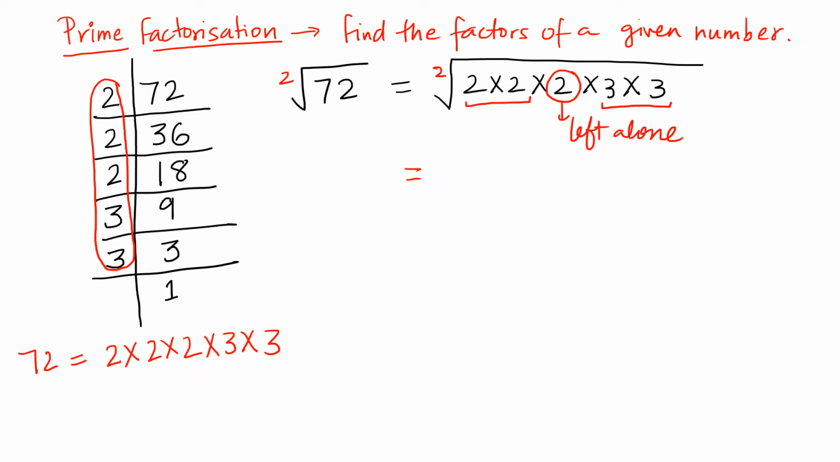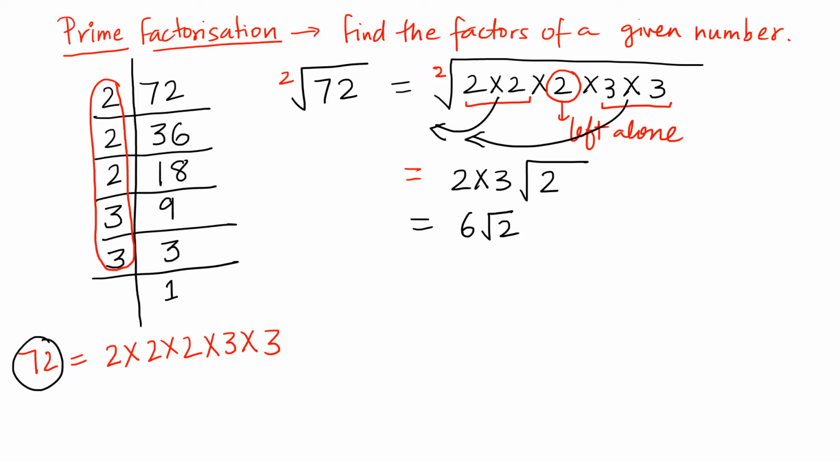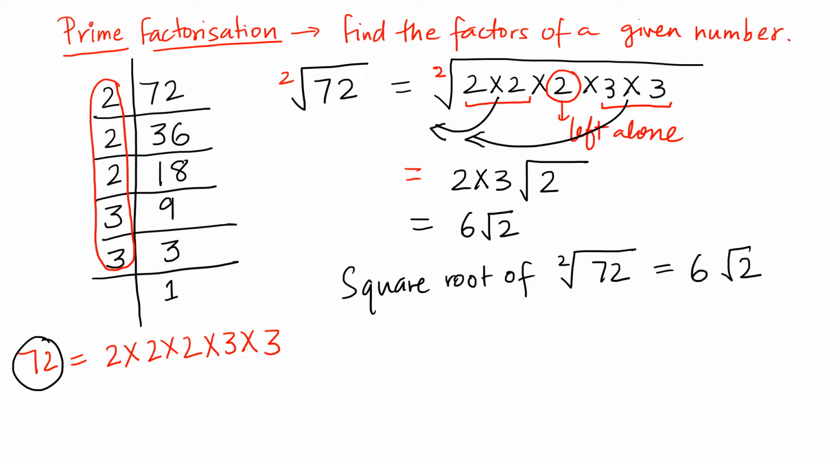Maybe I'll just rewrite this again. This 2 and this 3 are going to go out of the radical sign because they're already in pairs. So 2 multiplied with 3 goes out, and inside you are left with square root of 2. So what is this? 6 square root of 2. So what did we do? We used the technique of prime factorization to get the prime factors of 72 and then further used it to get the square root. So we can say square root of 72, where the index is 2 definitely, is 6 square root of 2.